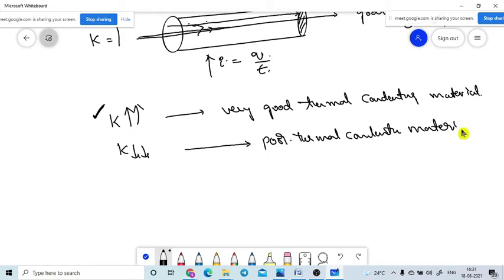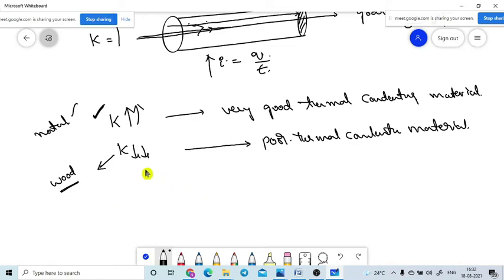Okay? Let me give one example for a good thermal conducting material. Will you please give any one good thermal conducting material? Silver, copper. Very good. Those are all metals only, right? Now tell me any one poor conducting material. Wood. Wood is a poor conductor.